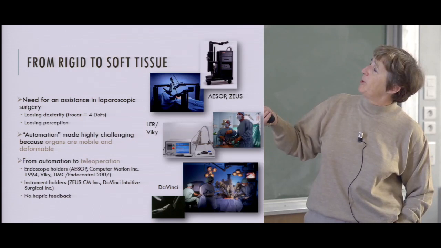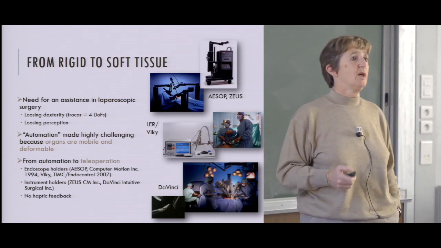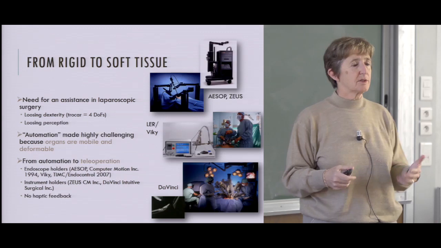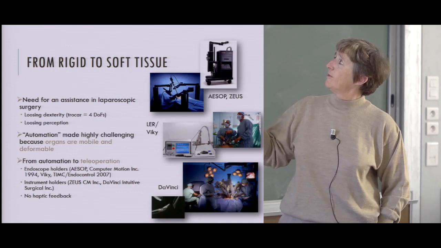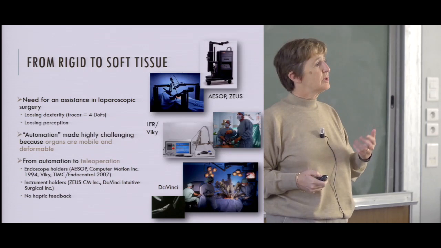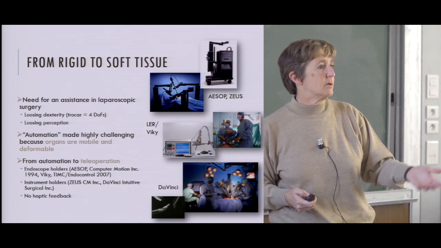And so it's why people provided this kind of systems based on teleoperation. You propose with a joystick or something a motion to be executed by the robot, and the robot executes exactly what you show. So there is no level of automation. What made this system very popular was that it was voice controlled. So the clinician could give order to the system to move left or right or whatever.